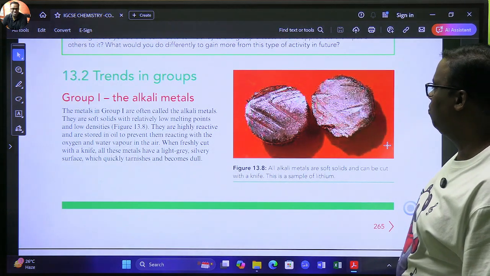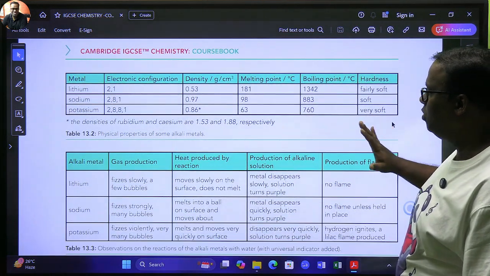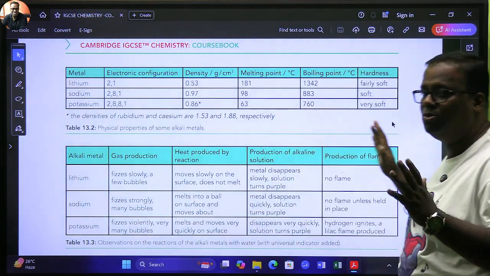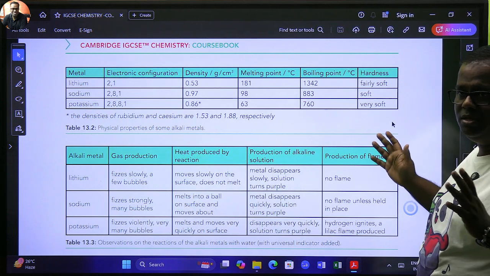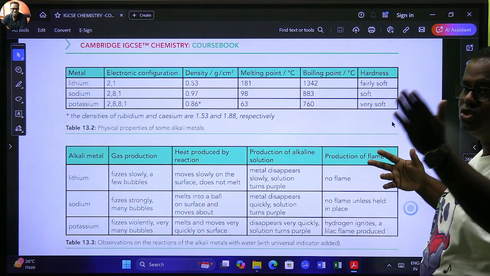Okay, let's go further and see what they say about alkali metals. Now look at this chart. I don't expect you to remember it, you should not remember it, but you will get a question based upon this chart. Very, very, very common question. It was there even in what your school ma'am gave.